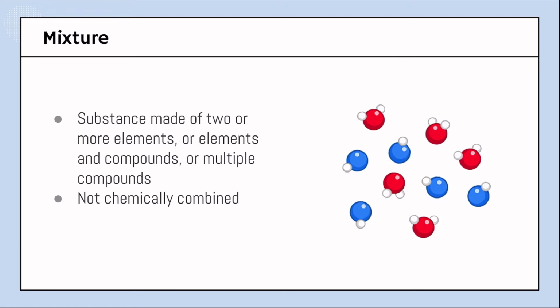Mixtures are substances made of two or more elements, or elements in compounds or multiple compounds. These substances are not chemically combined together, and a mixture will still have the same properties of what it is made of.